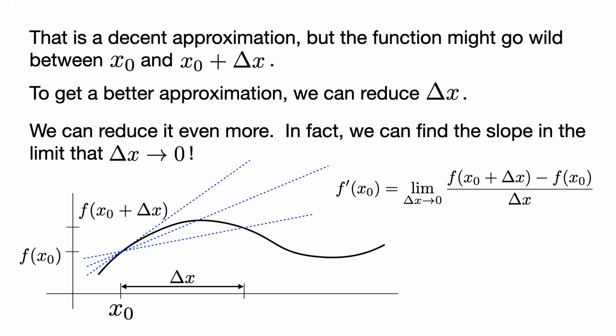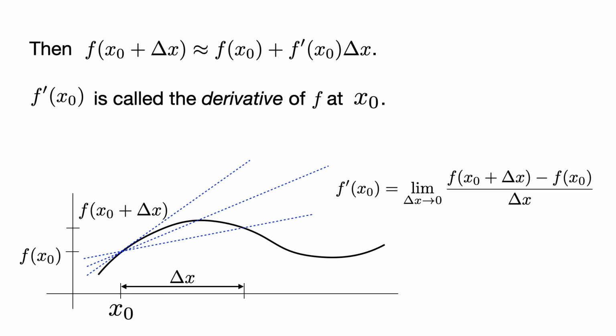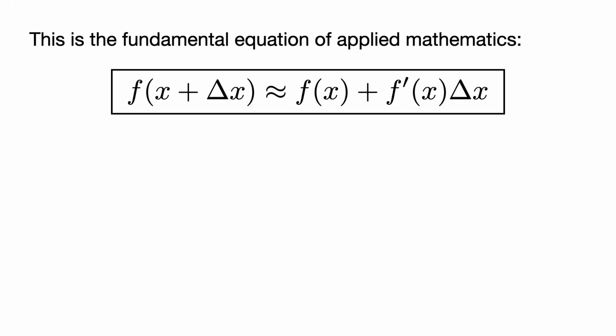We give this limit as delta x goes to 0 of f of x naught plus delta x minus f of x naught all over delta x a particular symbol, it's f prime of x naught, and we give it a name, it's the derivative. F prime of x naught is the derivative of f at x naught. When we have the derivative, we get this approximation for our function at x naught. F of x naught plus delta x is approximately equal to f of x naught plus f prime of x naught times delta x. This is a supremely important equation.